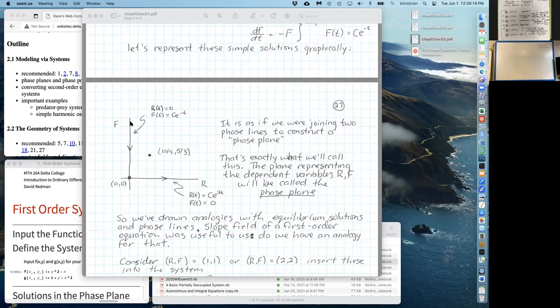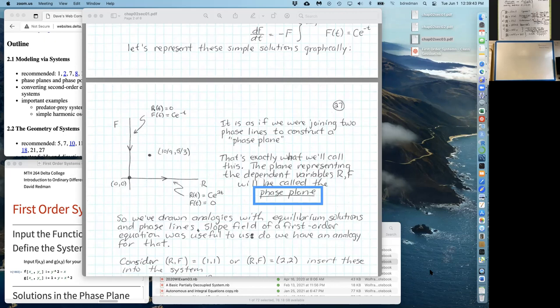And think of these phase lines that I've joined at the origin, a fox phase line and a rabbit phase line, as making what we're going to call a phase plane. This is very important terminology, phase plane. It's a plane where the action happens. What action do we think is going to happen right here?